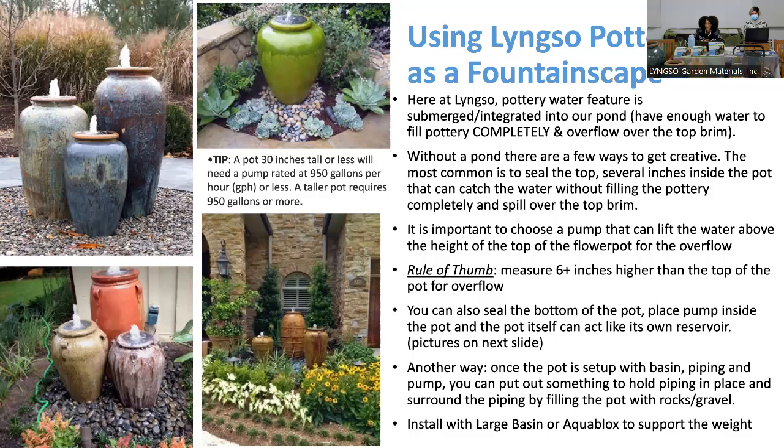Another way is once the pot is set up with the basin, piping in a pump, you can put something inside of the pot to hold the piping in place, such as gravel, cylinder blocks, things like that, and then fill the top with gravel and have the water overflow like that. These would have to be installed with a large basin or aqua box to support the weight.